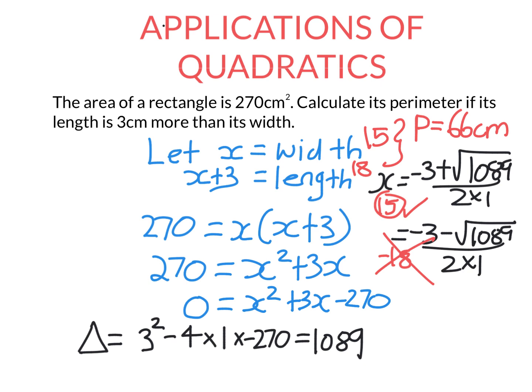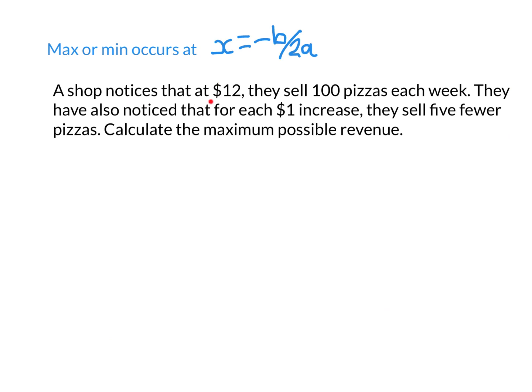All right, let's now look at a harder quadratics question. A shop notices that at $12 they sell 100 pizzas each week. For each $1 increase, they sell 5 fewer. We're going to calculate the maximum possible revenue.